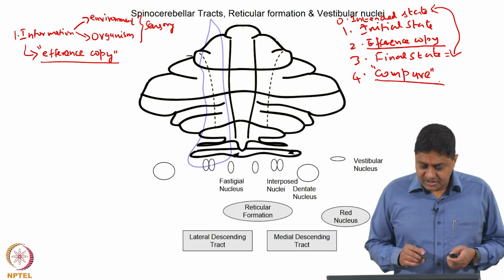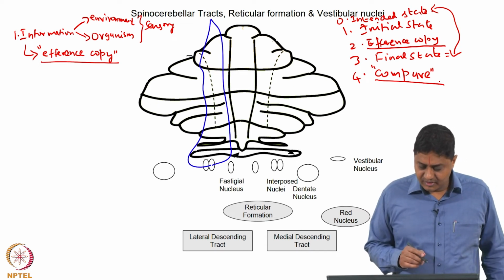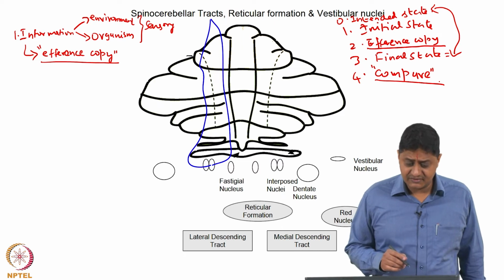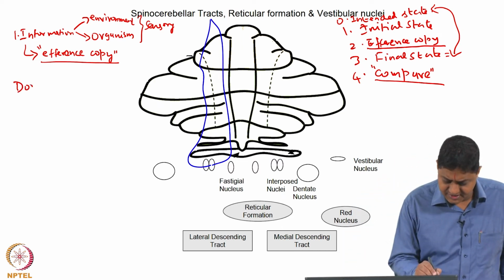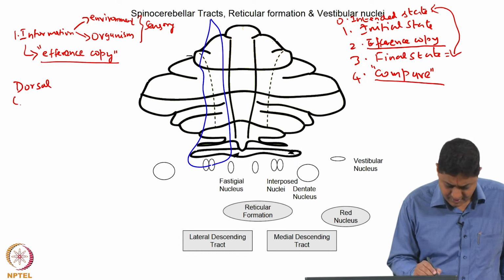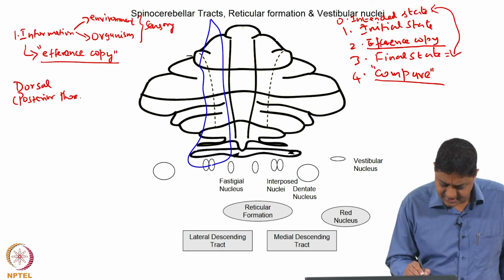So the information is coming from the spinocerebellar tracts. We have said what these tracks are. These are the dorsal spinocerebellar tracts. This is also called the posterior thoracic nucleus, or the posterior thoracic system, or the posterior thoracic pathway.